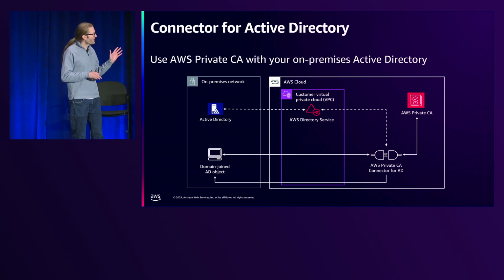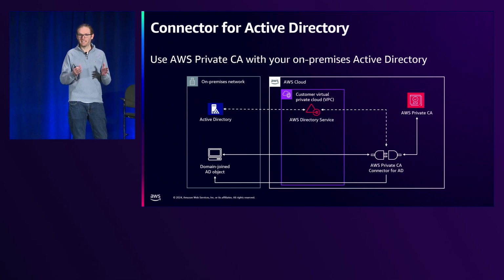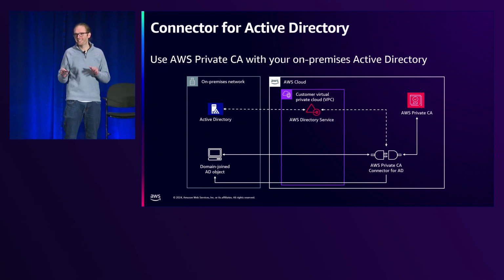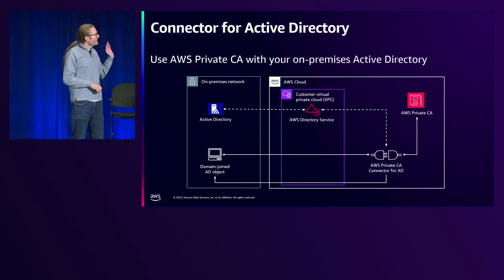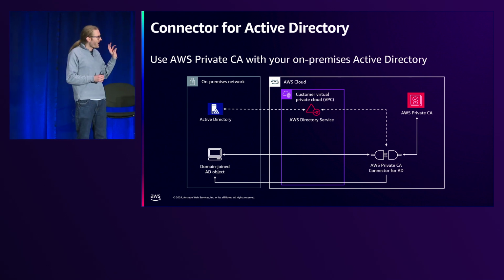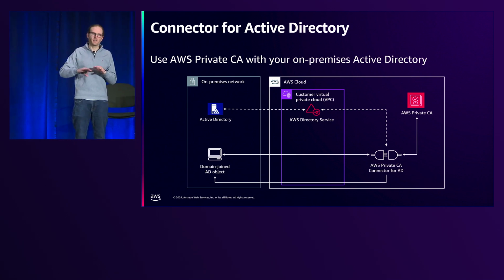If it's on-prem, there's a similar connector from AWS Directory Service called the AD Connector. So there's the AD Connector, and this is called the connector for Active Directory. Not to be confused, I don't make the names. But this connector for AD basically acts as that enrollment server and translates those requests to an API call to Private CA to get the cert.